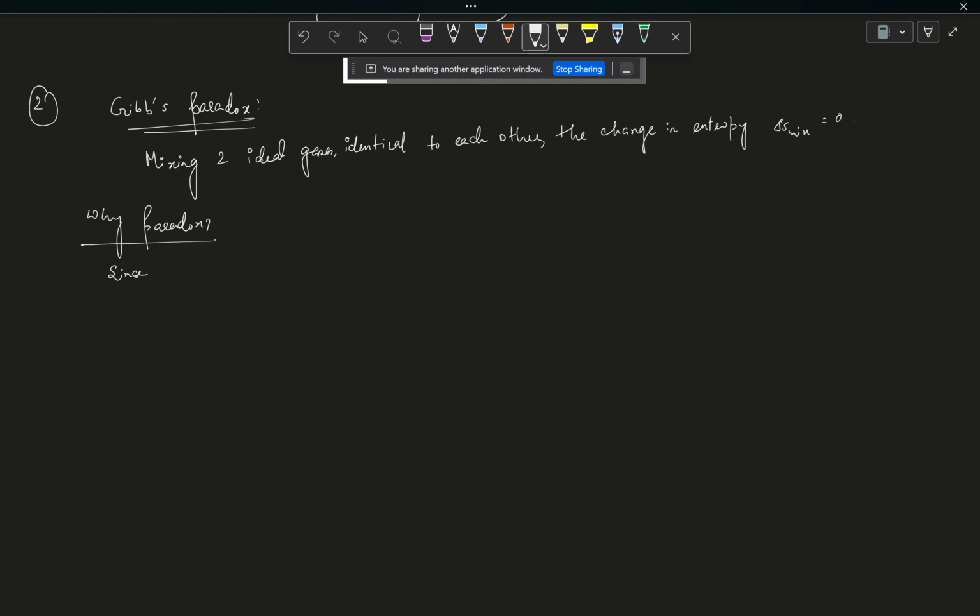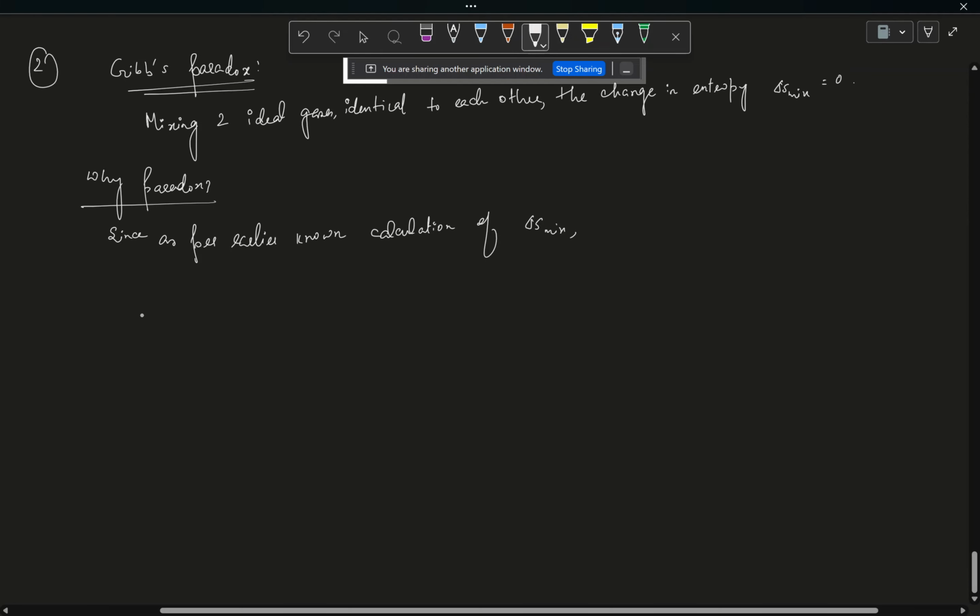Since earlier, as per earlier known calculation of delta S mix, people used a semi-classical approach or semi-classical derivation, which actually considered the calculation by default taking the particles to be distinguishable.